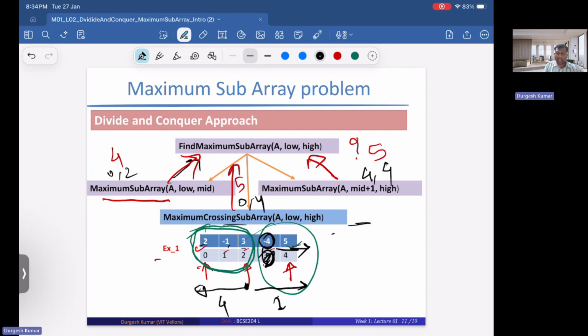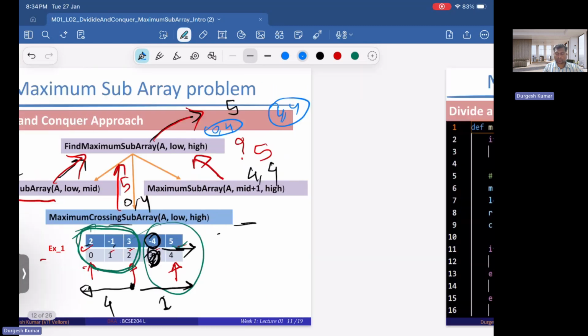Now we have to take the maximum of these three. As a result, you get the maximum sum as 5, and you got two possible subarrays, either 0, 4 or 4, 4. So this is the solution of this small example.